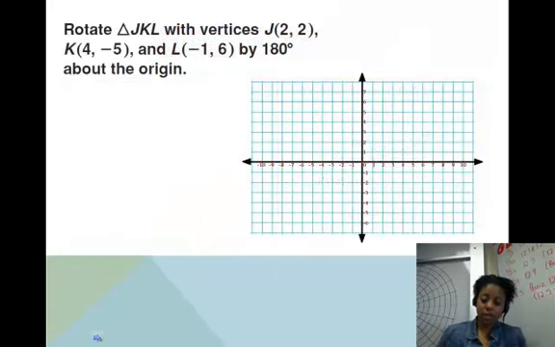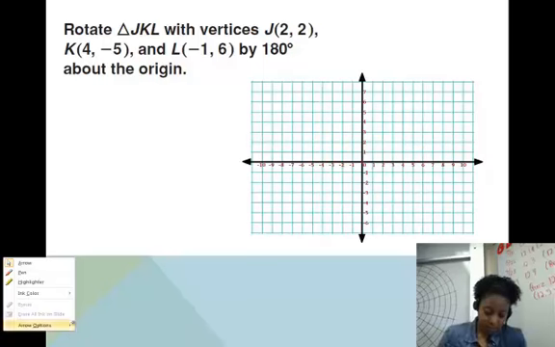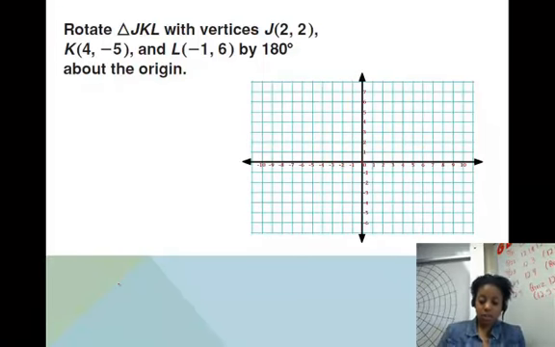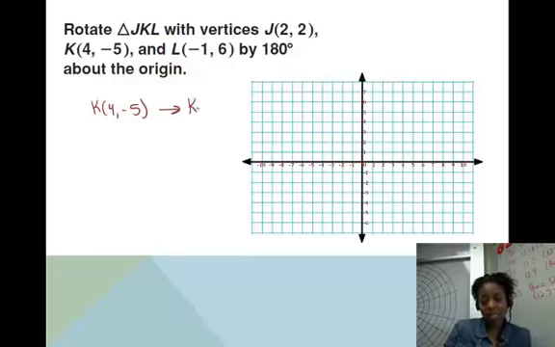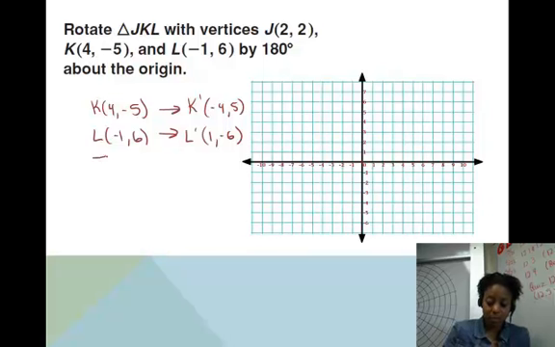So we're going to take this triangle here, triangle JKL, and we are going to rotate it 180 degrees. So we've got the point K, which is (4, negative 5), and then we're going to rotate that to K prime, which would end up being (negative 4, positive 5). We got the point L, which is (negative 1, 6). We're going to end up rotating that to L prime, which is going to be (1, negative 6). And then we've got our point, oops, I'm missing J. J was (2, 2). We're going to end up rotating that to J prime and getting (negative 2, negative 2).